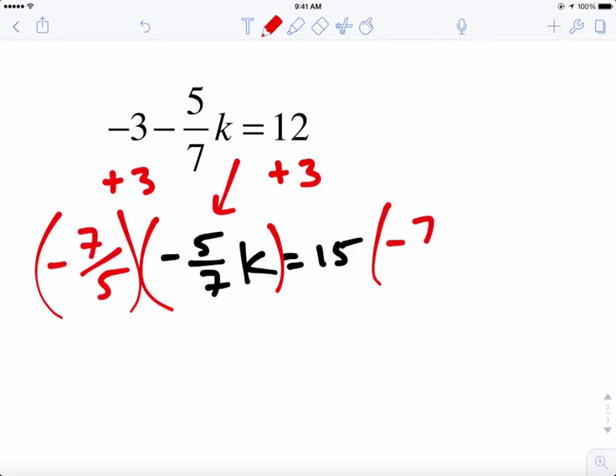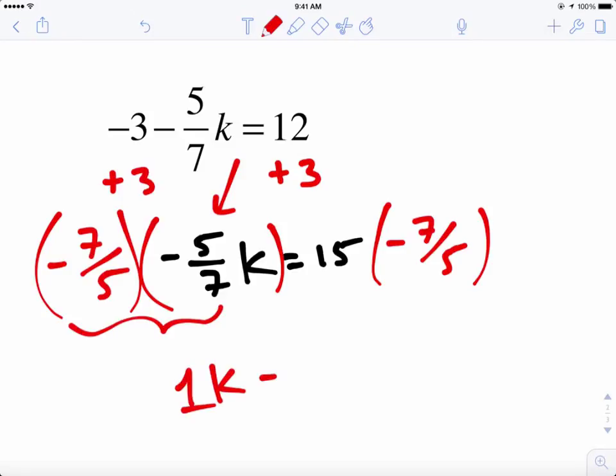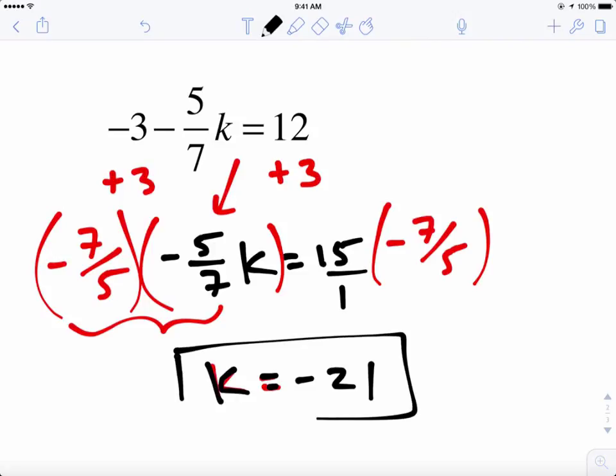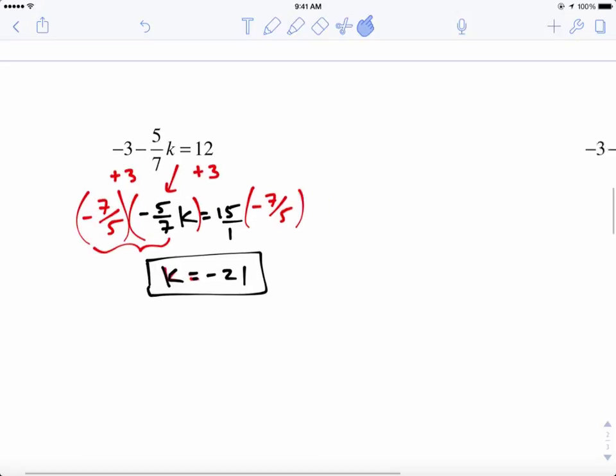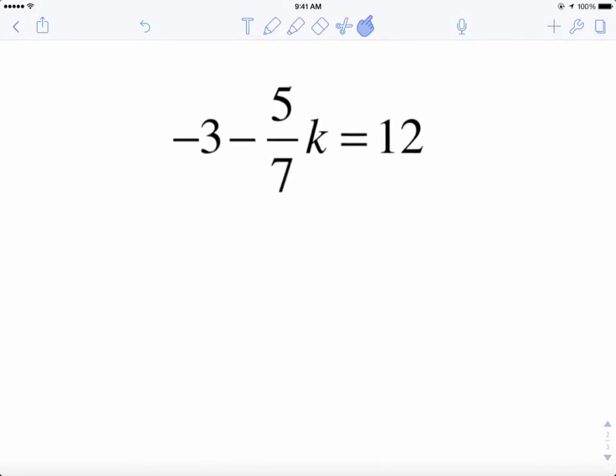Awesome. We know that negative 7/5 multiplied by negative 5/7 will yield us 1. So we've got 1k equals, let's see, 15 times negative 7/5. A little simplifying. I think it's going to be negative 21. So our solution in this case is that k equals negative 21. Phenomenal. Some students like to take a slightly different route, which involves what I would call clearing fractions. And clearing fractions means, we have a fraction here, and we've got 2 integers here as well.